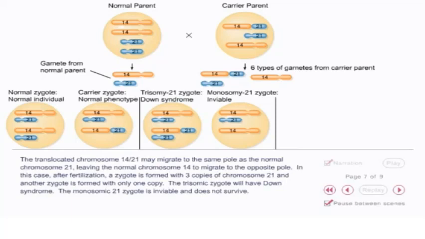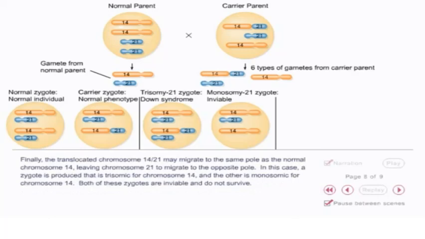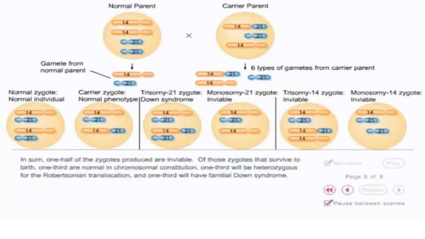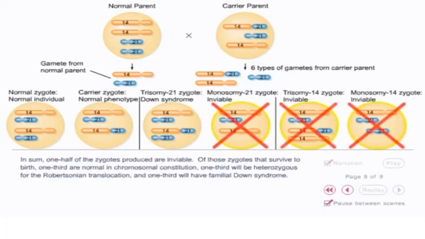Finally, the translocated chromosome 14-21 may migrate to the same pole as the normal chromosome 14, leaving chromosome 21 to migrate to the opposite pole. In this case, one zygote is trisomic for chromosome 14 and the other is monosomic for chromosome 14. Both of these zygotes are inviable and do not survive. In short, one half of the zygotes produced are inviable. Of those zygotes that survive to birth, one third are normal in chromosomal constitution.